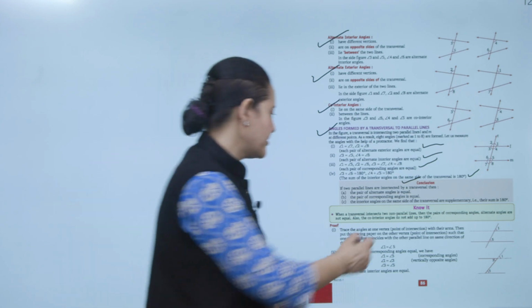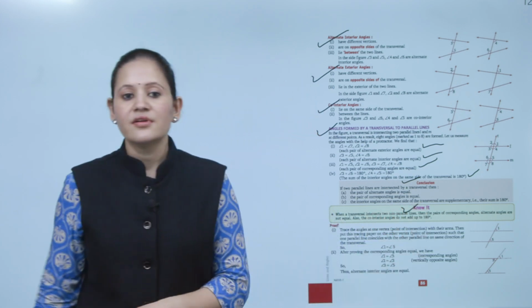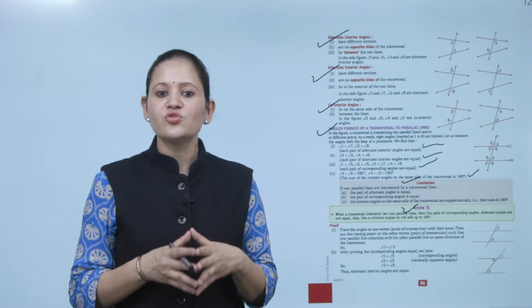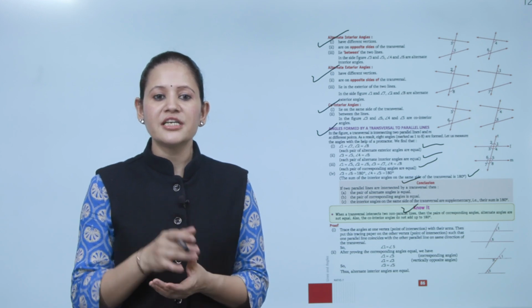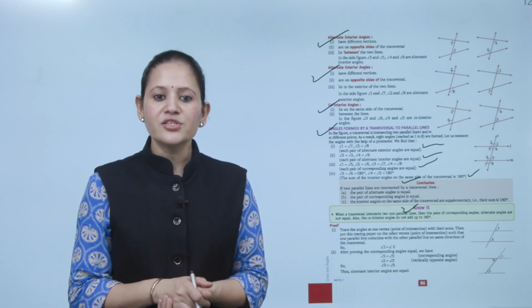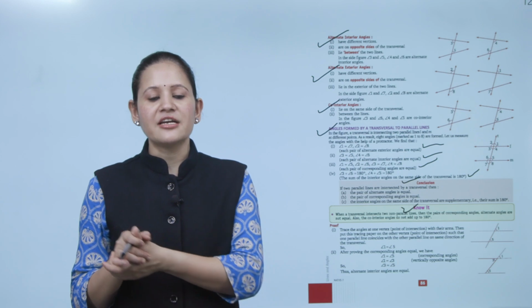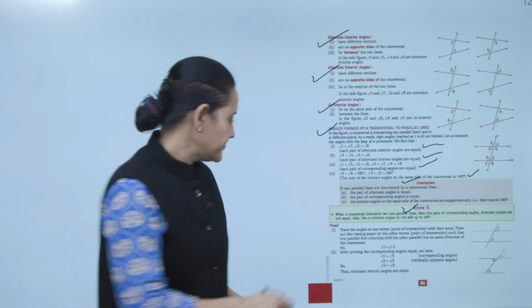Next is know it. When a transversal intersects two non-parallel lines, then the pairs of corresponding and alternate angles are not equal. Also, the co-interior angles do not add up to 180 degrees. Proof.